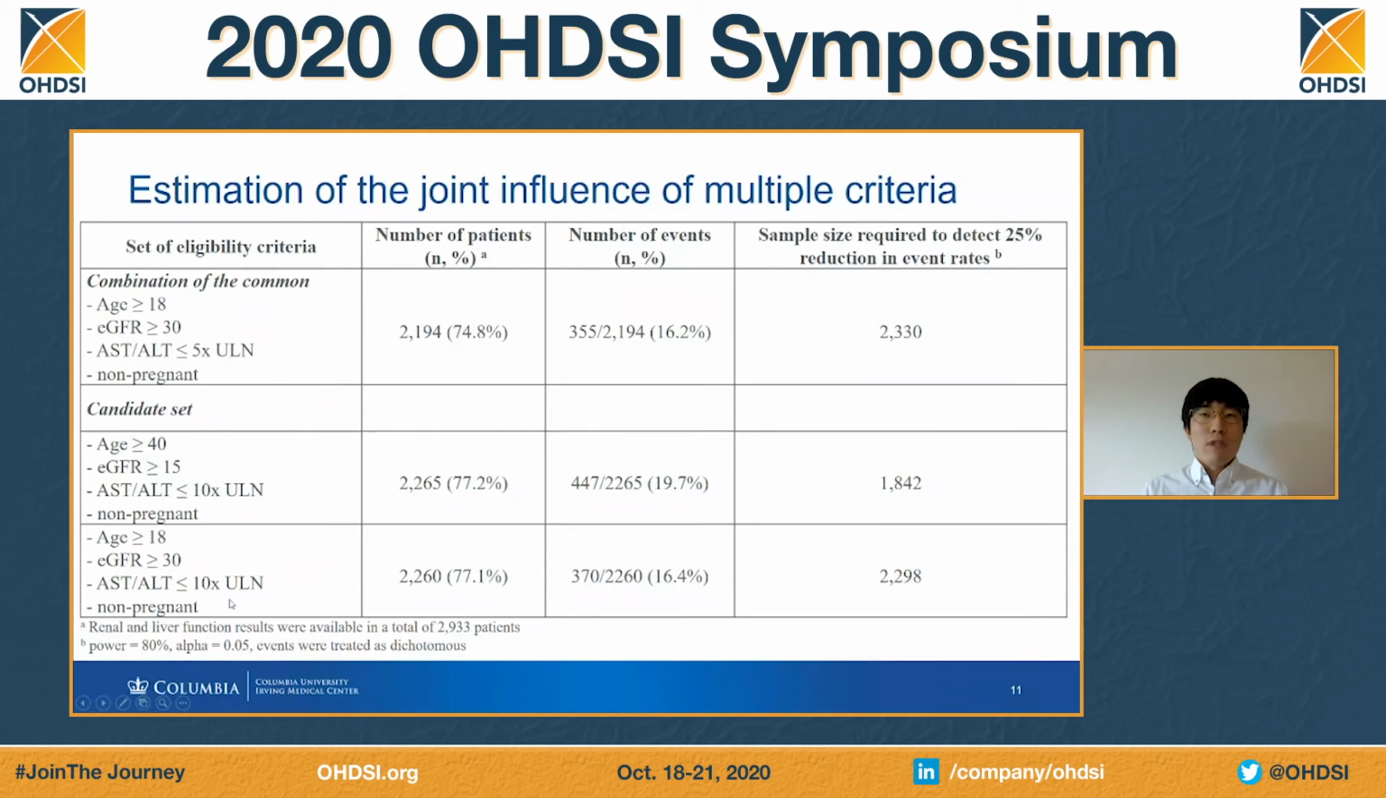By modifying the threshold for age, renal, and liver functions, more patients were potentially eligible for the trials, and more events could be observed during the follow-up when compared to the reference set of criteria. And the increased number of events allows study sponsors to decrease the sample size to detect a certain percentage of reduction in event rates.